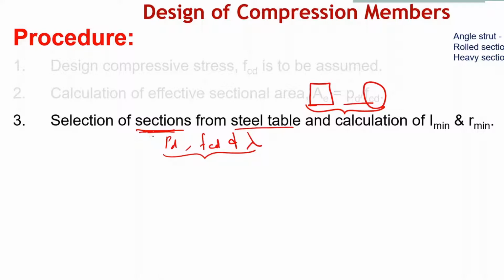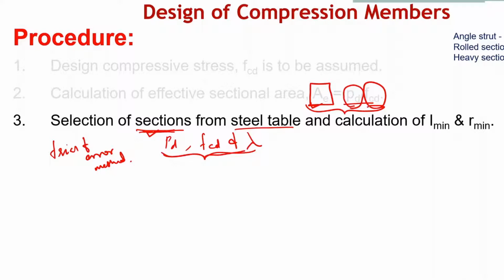But it takes time. If you select a section by trial and error method, it takes time to come to some conclusion or selection of a section. So the best is to assume FCD, calculate area, then select a section which has this much area to resist the applied factored load. Even by this way, after selection, we have to perform all these checks.